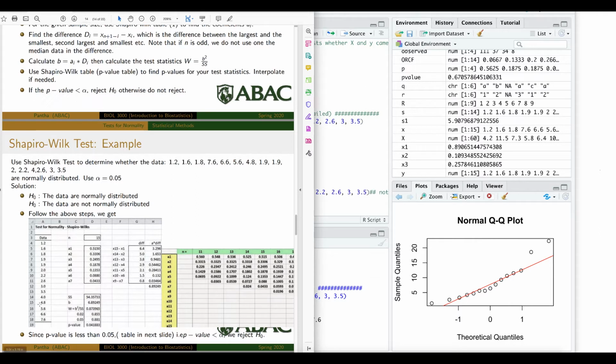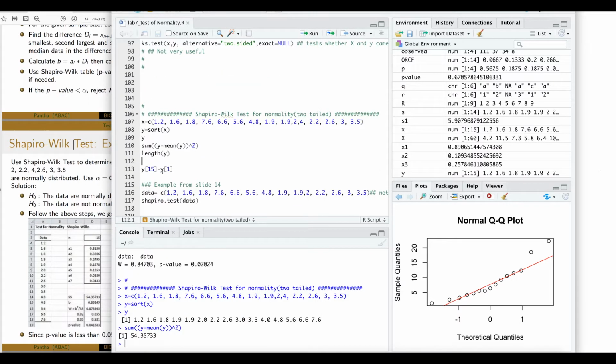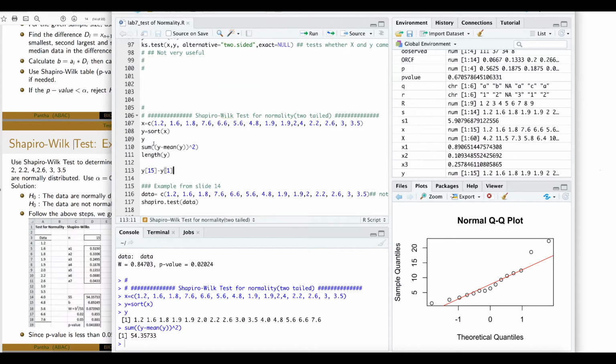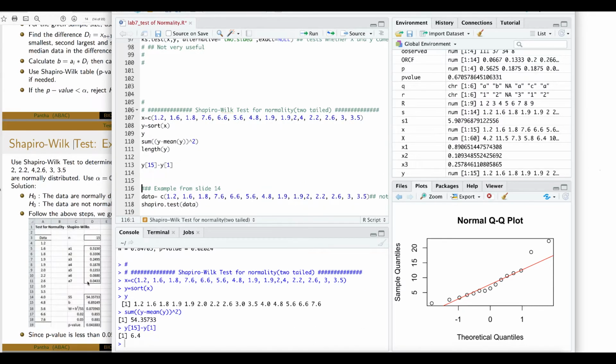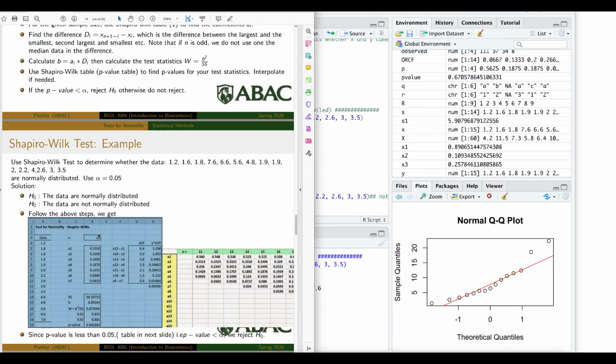Next, you do X14 minus X2. X14 minus X2 is 5. How do I do that? Look at this. We denoted that value by y, so this is y15 minus y1. If I run this, you will get 6.4 here. You see that, 6.4. Similarly, you can do y14 minus y2. If you run this, you get 5.0, and so on. You find out for all those.